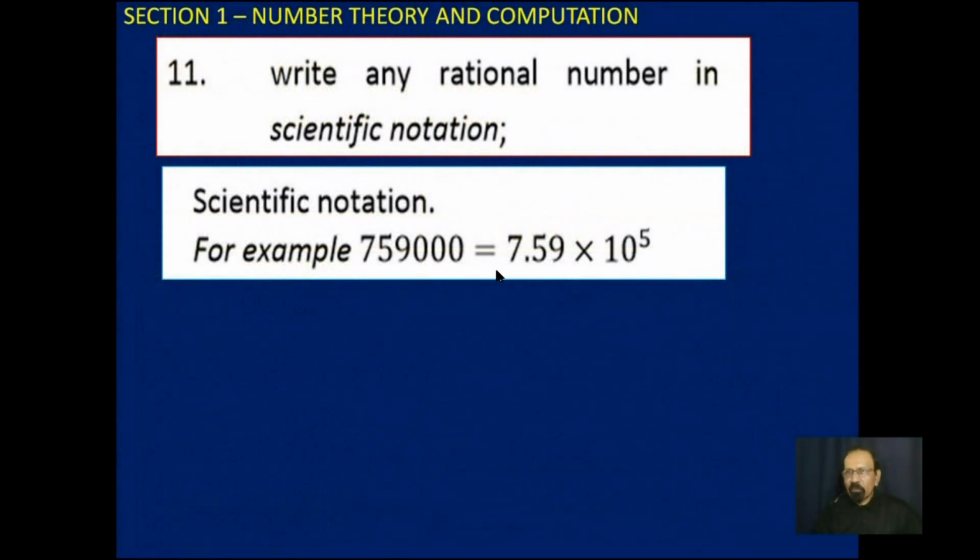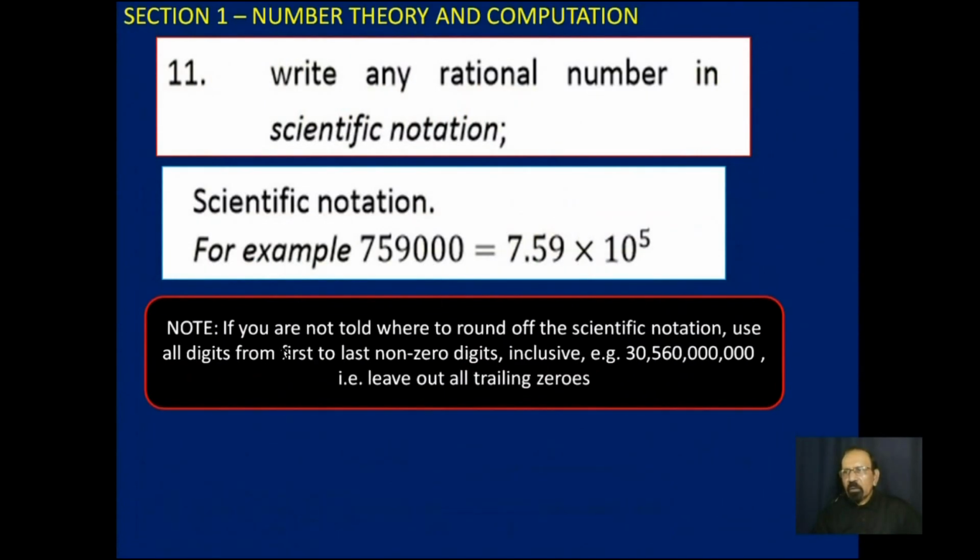Okay, so we did a little more than what the objective requires. Note, if you are not told where to round off the scientific notation, use all the digits from the first to the last non-zero digits inclusive. For example, if you have this, you will use those. Leave out all trailing zeros or all leading zeros.